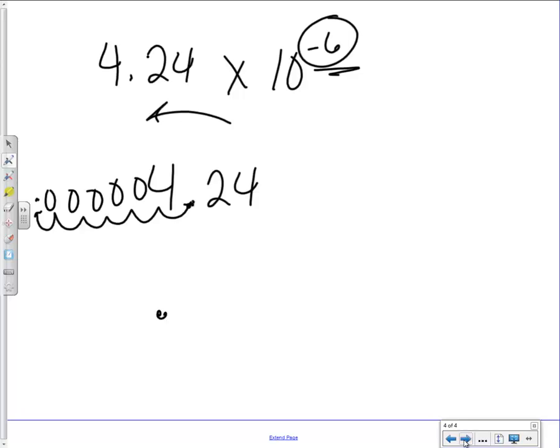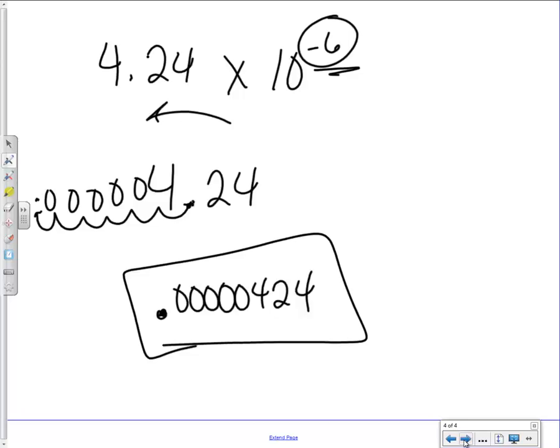So I have decimal, 1, 2, 3, 4, 5, 4, 2, 4. Final answer. You don't get to ignore anything. You have to keep everything that was there, but we just now have to have decimals as placeholders to move our decimal over that -6 positions, okay?